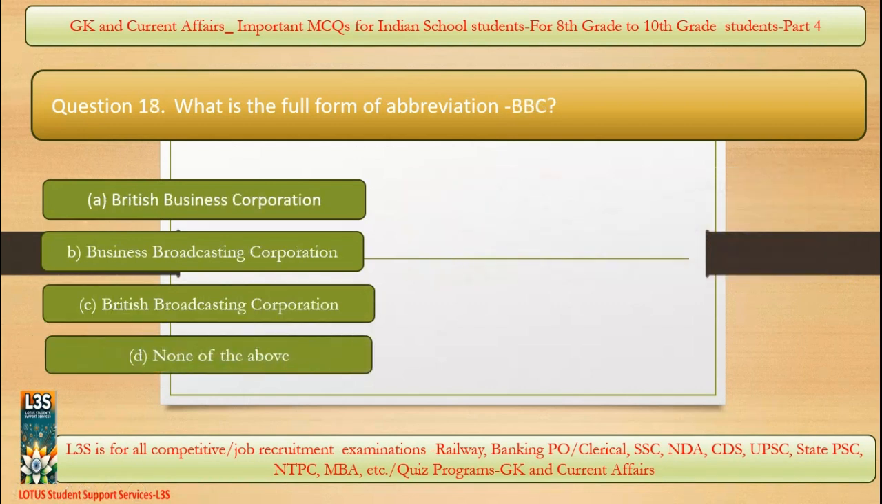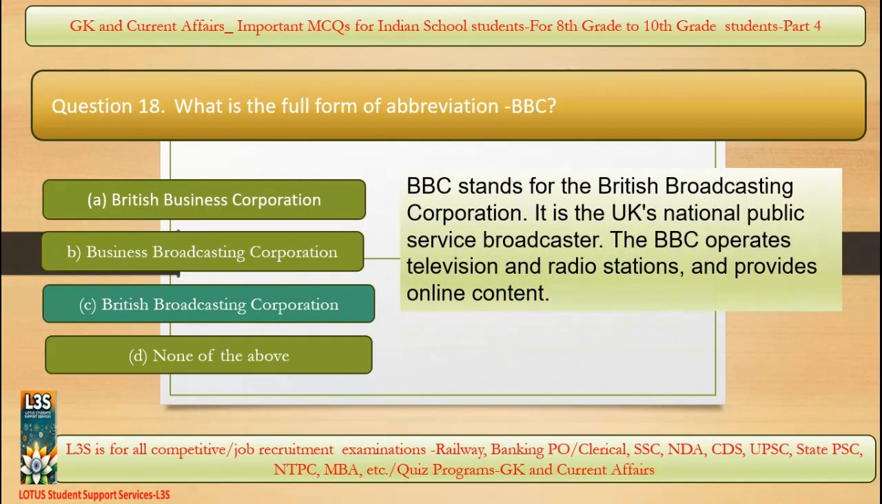What's the full form of the abbreviation BBC? It is British Broadcasting Corporation. British Broadcasting Corporation. It is the UK's national public service broadcaster, and it operates television and radio stations and provides online content.